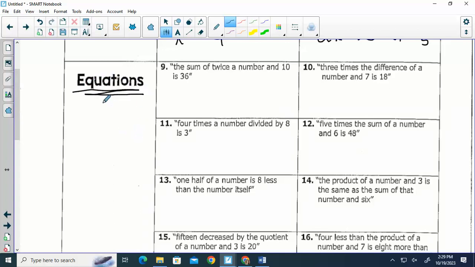Alright, equations. When we think about word problems, the word is usually means the equal sign. So we were just writing expressions. Now we're going to do equations, so we'll have an equal sign in these. It's the same type of thing. So the sum, which means we are going to add twice a number, so 2x, and then you're going to add 10, means equals 36. You do not have to solve these. We are just trying to write the equations.